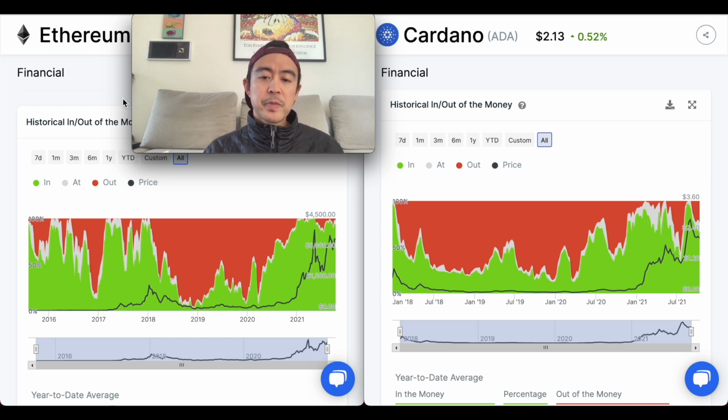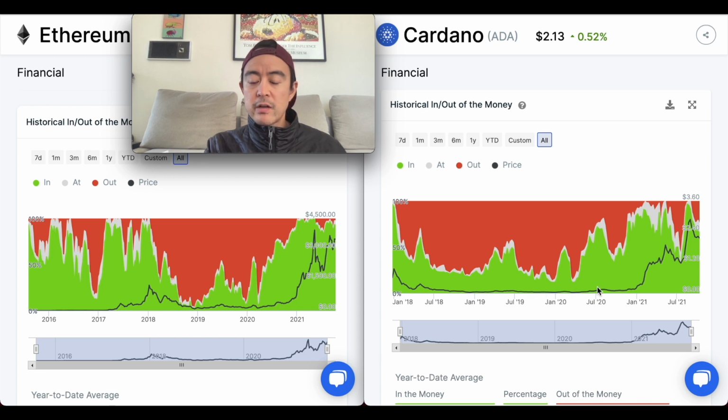So first off, we're going to take a look at the historical in and out of the money. So this just shows you what happens if you held Cardano for a certain period and if you sold Cardano over a certain period. And basically, it just shows you the momentum of money coming in and out. And it shows you the difference between if you held and sold at a certain amount of time.